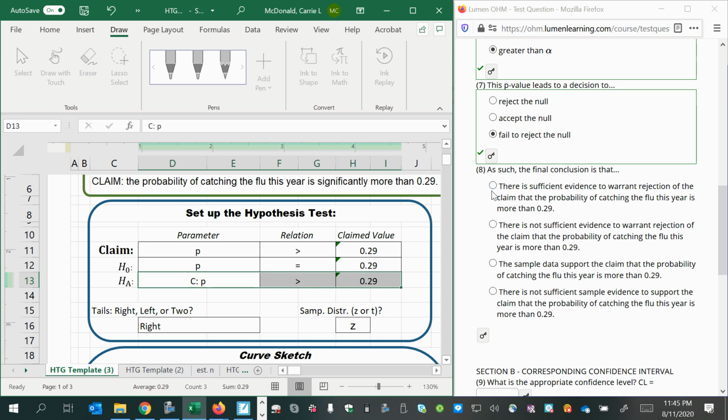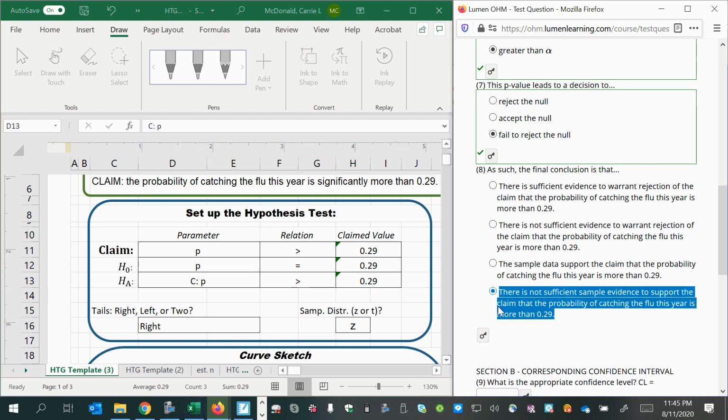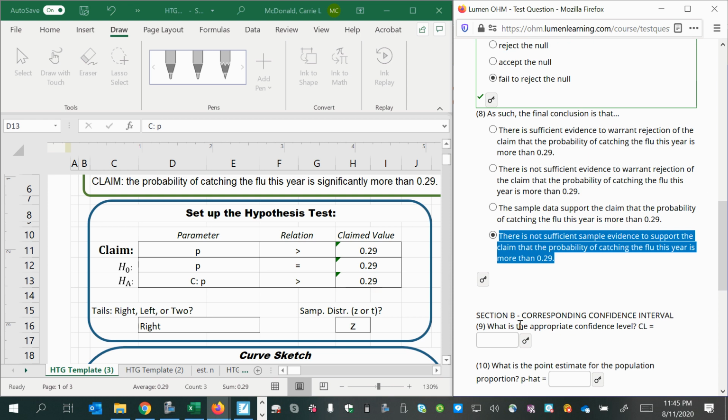So which one of those says that? There is not, here we go. There is not sufficient sample evidence to support the claim that the probability of catching the flu this year is more than 0.29. And we would actually write that out in words so that it's in context for the problem.